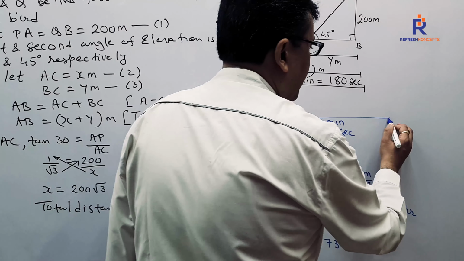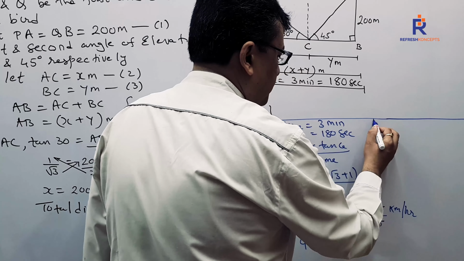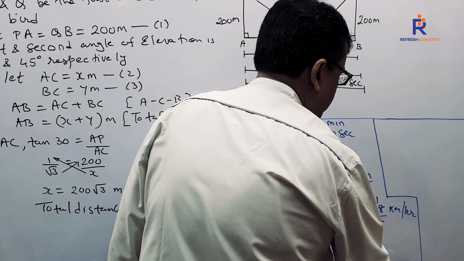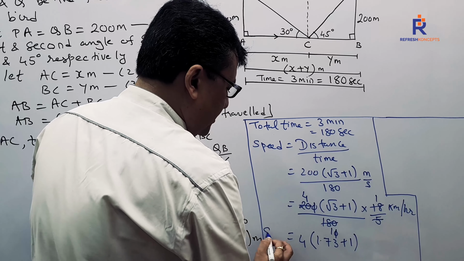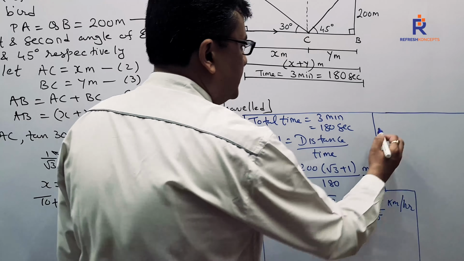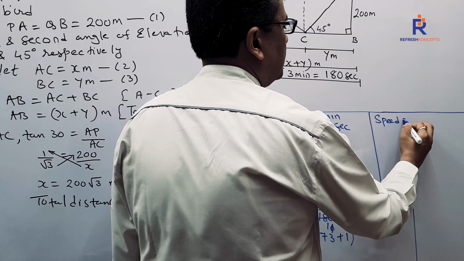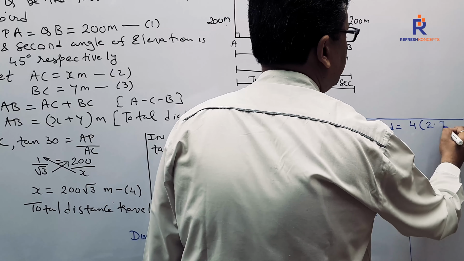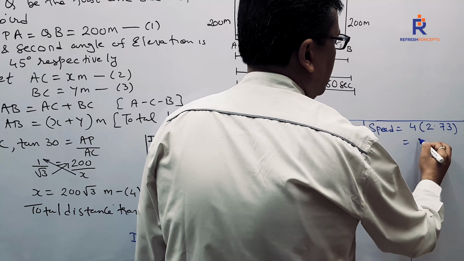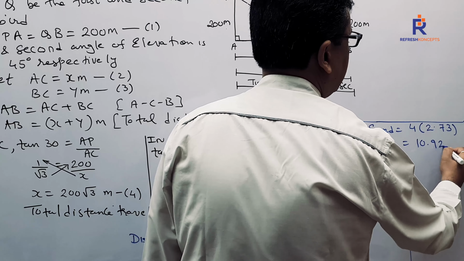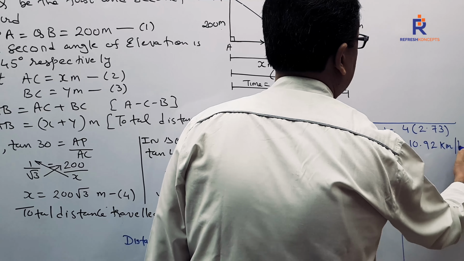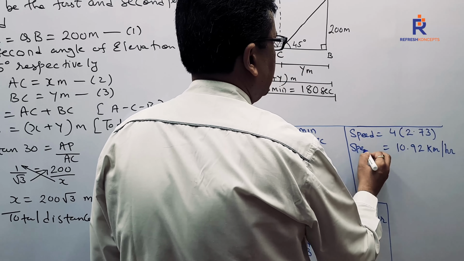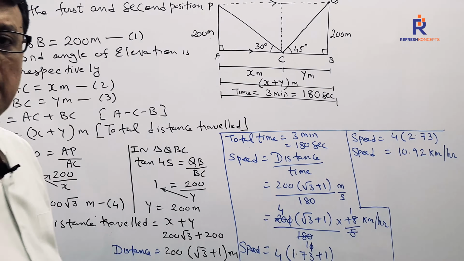So what is my further answer going to be? Mind you, this is nothing but speed. So speed is equal to 4 into 2.73. On multiplying, you shall get 10.92 kilometer per hour. Speed is 10.92 kilometer per hour.